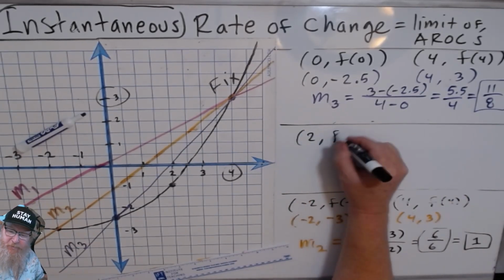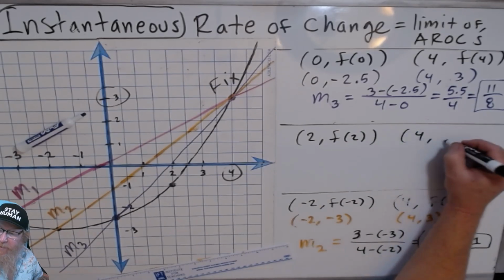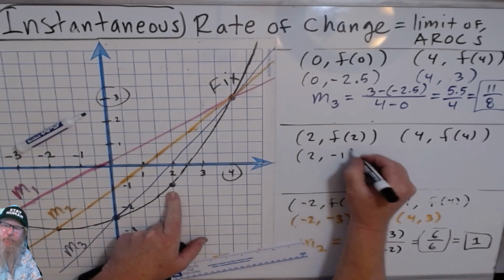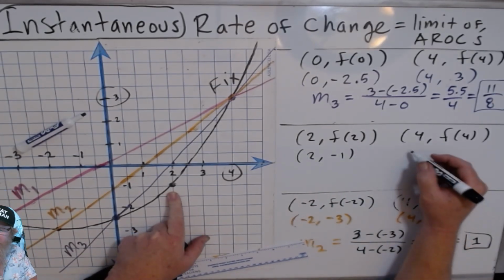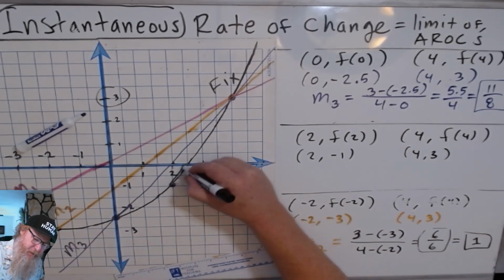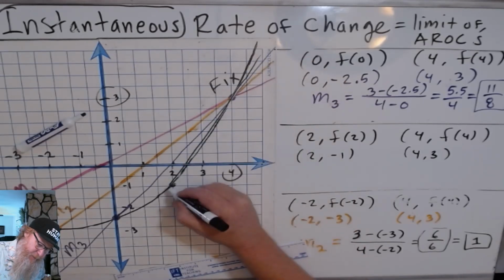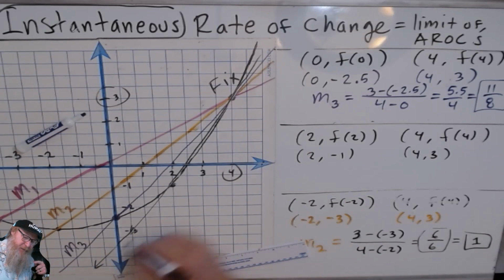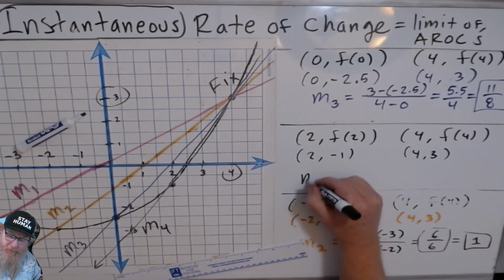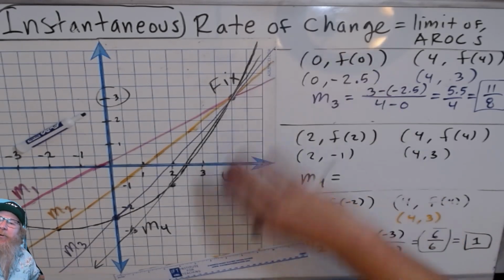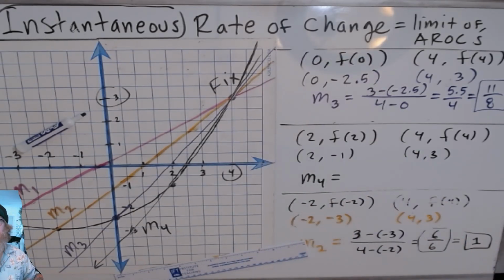Let's do 2, f of 2, and then 4, f of 4. So I've got (2, -1) and (4, 3). This one's going to be very hard to draw. It sort of hugs the graph very, very closely. That's going to be our M4, our fourth slope in the sequence. And then we'll take a limit and see what it's approaching, and that will be our instantaneous rate of change.